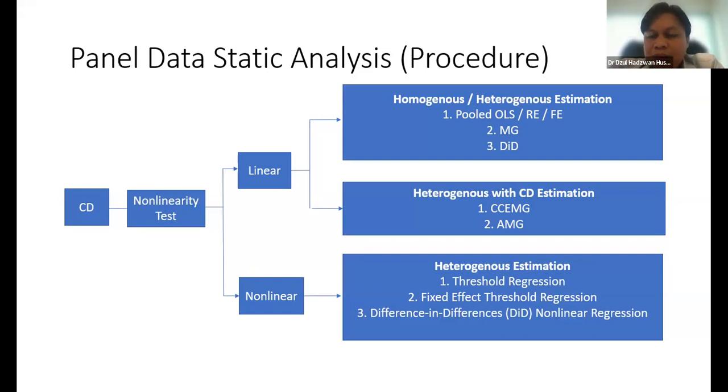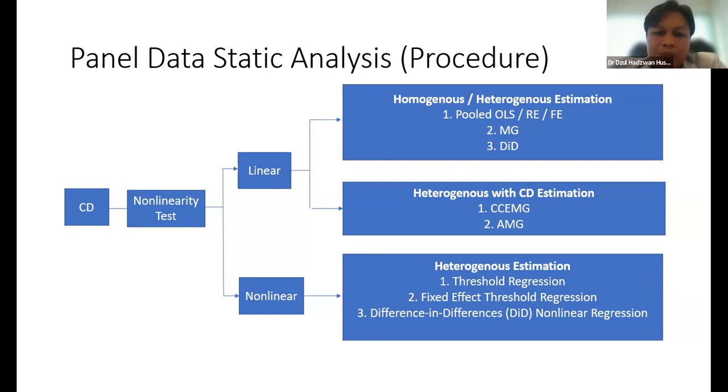First, homogeneous or heterogeneous estimation without cross-section dependent factor. First, we can use pool OLS, random effect or fixed effects. Second, mean group. And the third one, DID regression. And for your information, for homogeneous and heterogeneous static model, we not only have pool OLS, random effect and fixed effects, we can also use a mean group static model. For heterogeneous with cross-section dependent estimation, if the statistic shows that our model has the problem of cross-section dependence, then we can only use CCEMG and AMG.